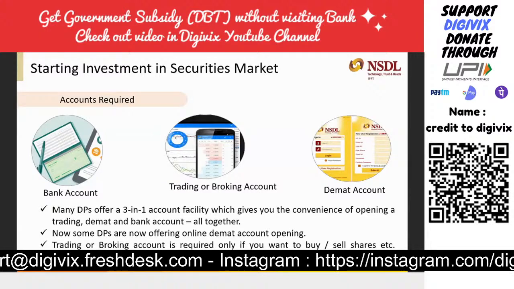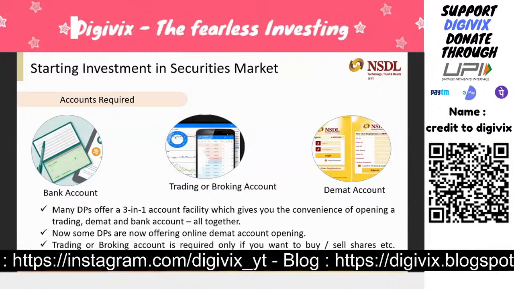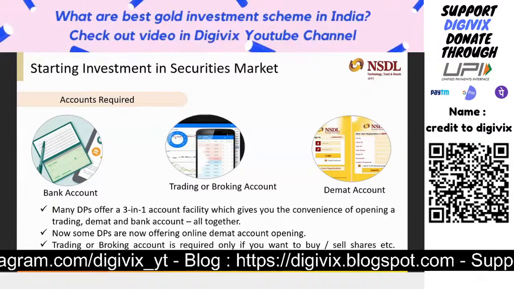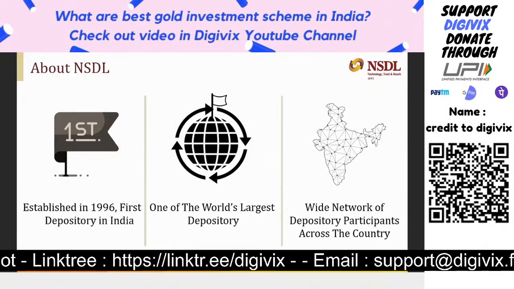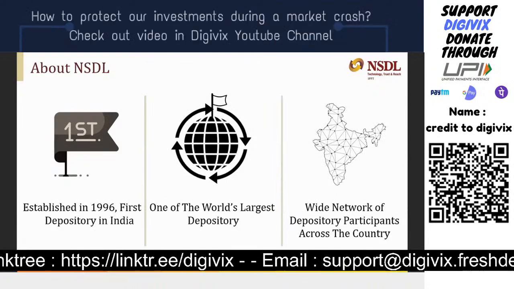So that means tomorrow, if I want to buy shares of Infosys on a stock exchange, what do I do? First I have to open these 3 accounts: a bank account, a trading account, and a Demat account. Depository participant service centers number more than 30,000, spread across India.